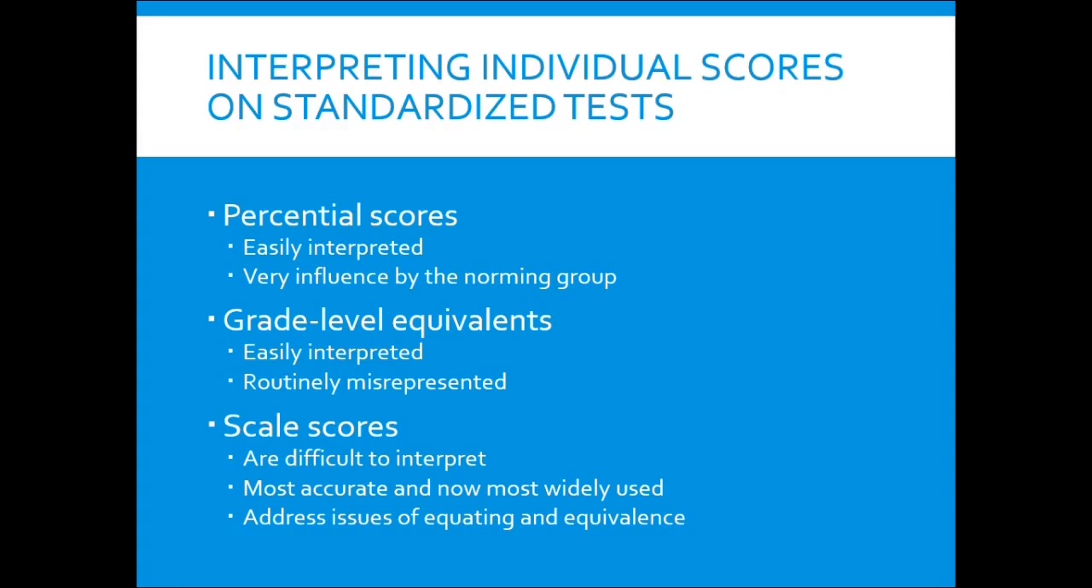Both percentile scores and grade level equivalents have largely been replaced by scale scores. Now, the problem here is that scale scores are very difficult to interpret, but they're much more accurate and they're now most widely used. In particular, the advantage of scale scores is they address the issues of equating and equivalence. Now, I'm not going to take the time in this video to really unpack scale scores. I know from my experience that it just won't make much sense at all if I explain it.